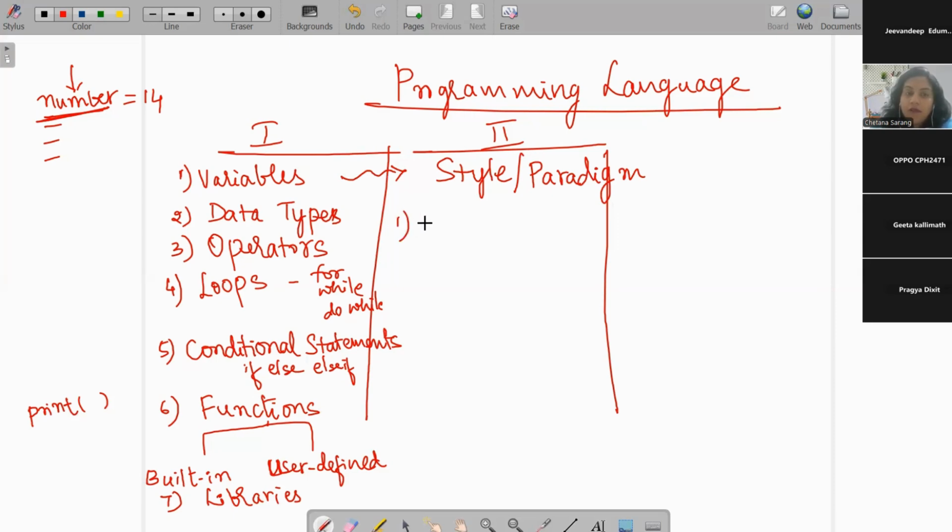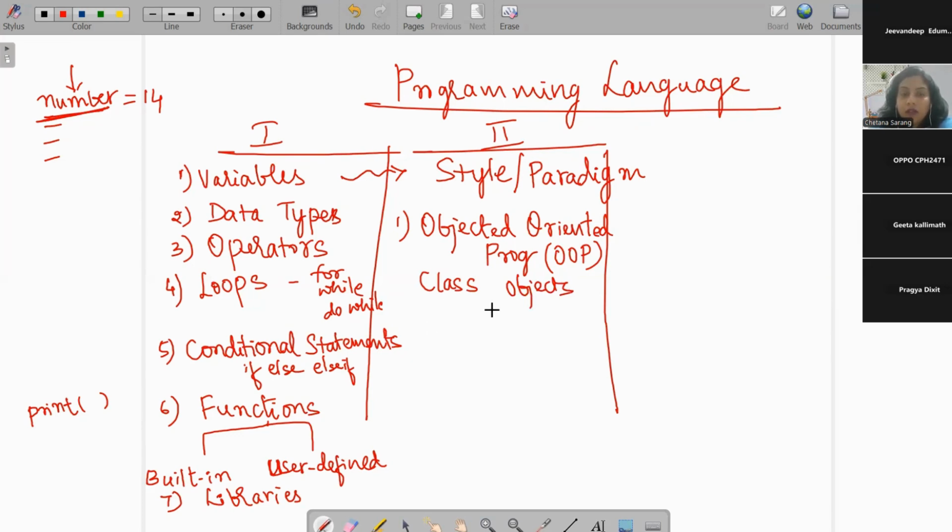So for style, we have something called object-oriented programming, if you have heard. OOP it is called in short form, object-oriented programming. It is a style which involves declaring things as classes and objects. Most of the applications like WhatsApp, Instagram, Facebook are all built on the object-oriented programming style, meaning there will be blocks of code. Say video calling.